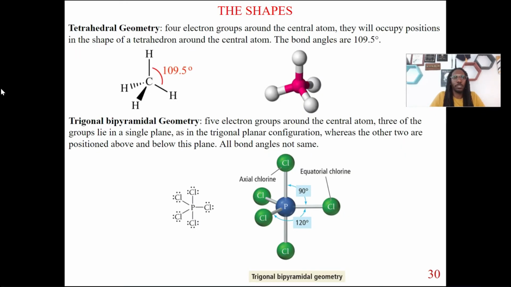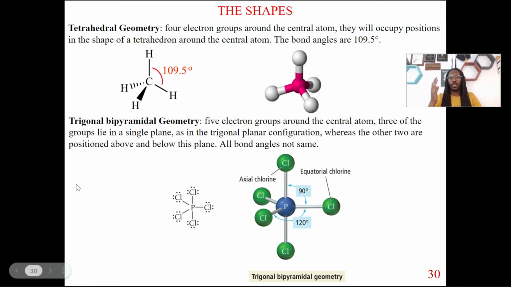So next we have tetrahedral geometry. This is when we have 4 electron groups, or 4 arms, around our central atom. Whenever we have 4 around our central atom, we're going to have a bond angle of 109.5. Each one of these is always going to be 109.5. If we move on to the next one, we have trigonal bipyramidal geometry.